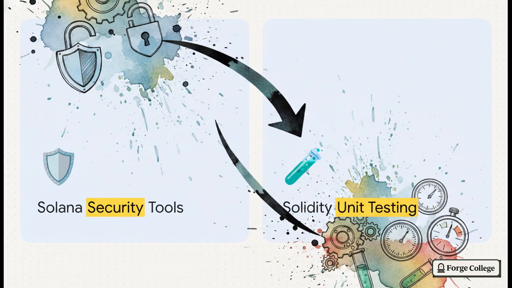We're officially transitioning our focus from our previous lesson, where we looked at overall Solana security tools, straight into the trenches of our current environment, writing deterministic unit tests in Solidity. Basically, we're shifting gears from broad security concepts right into functional, localized testing.